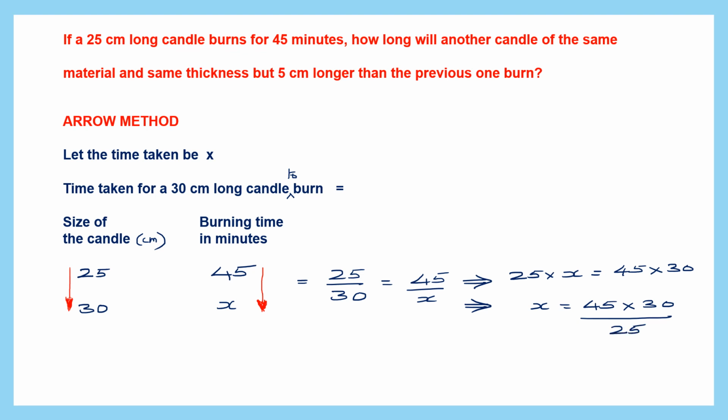We've transposed 25 from the left hand side to the right. It was multiplication, it's become division. So now let's cancel what we can. I can cancel 25 and 30 or 25 and 45 both by 5. So 5 5s are 25, 5 6s are 30. I can again cancel 5 and 45. 5 1s are 5, 5 9s are 45. Now multiply the numerators. 9 into 6 is 54. So x is equal to 54. And what is x? The time taken. We said let the time taken be x. So time taken for a 30 centimeter long candle to burn is 54 minutes. So this is our answer, and this time we did the arrow method.